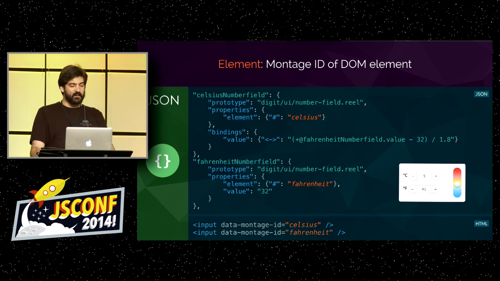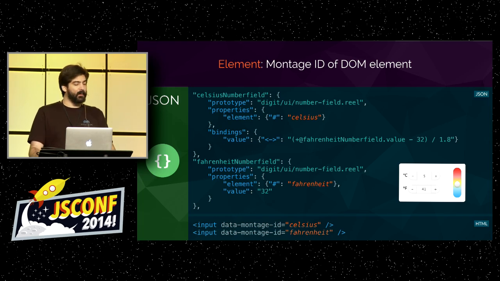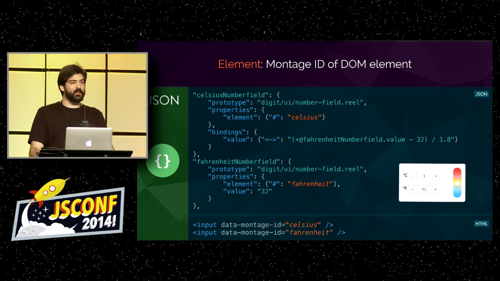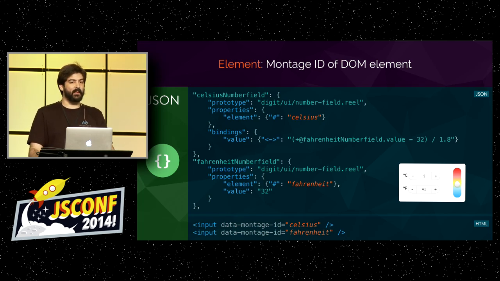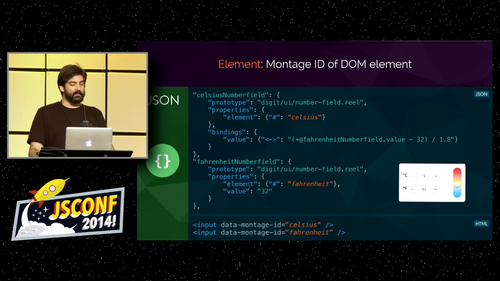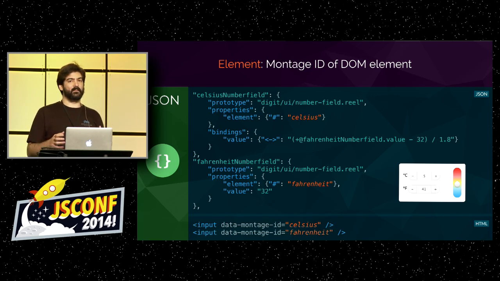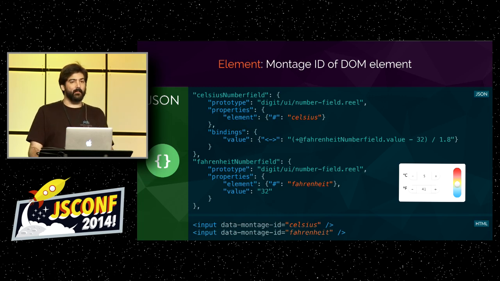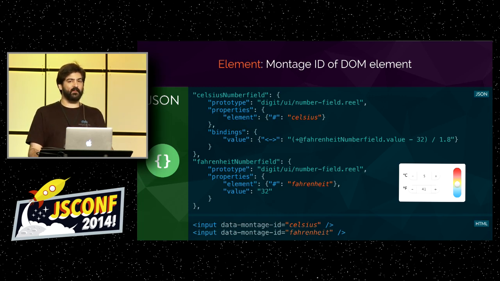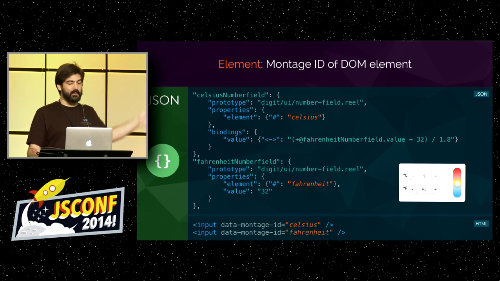One of the things we care a lot about is not cluttering up our markup. We don't want any logic, any application logic in our HTML code. We care a lot about separation of concerns. And part of how we achieve that is by putting all of the glue that holds the application logic together in the component declaration. And the only thing we have to put in our markup are those data IDs that associate the components with the HTML.